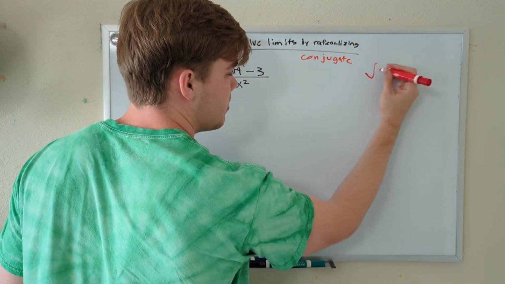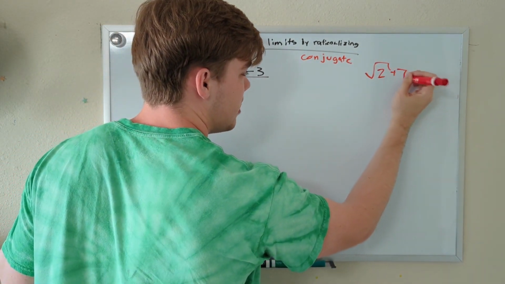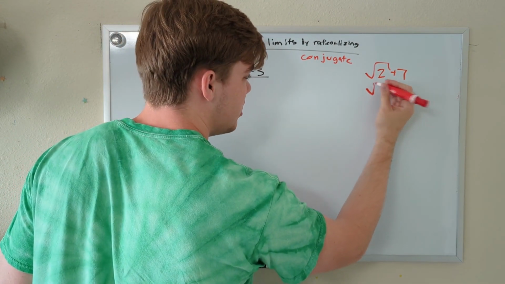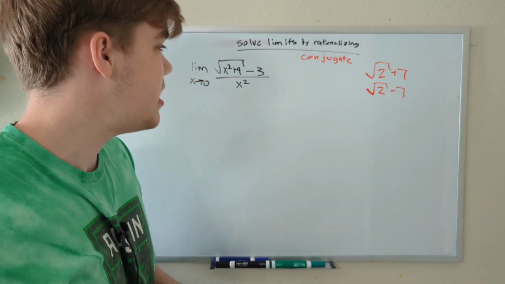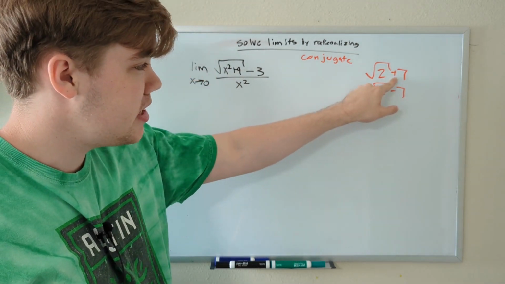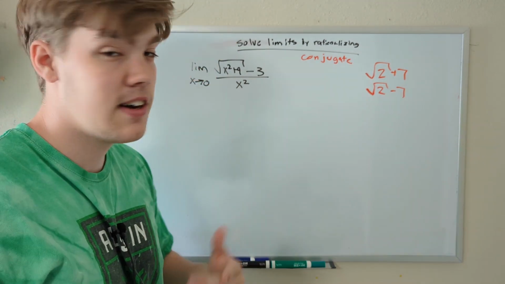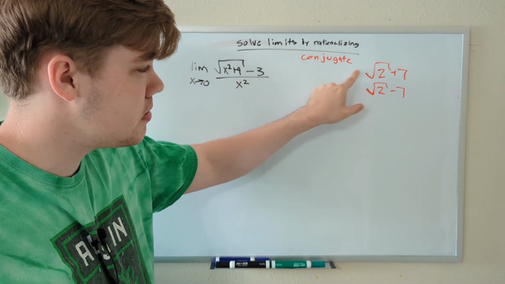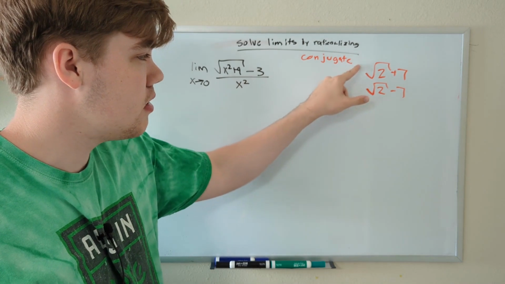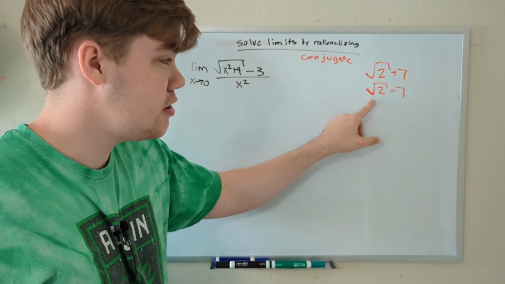Let's say we had the square root of 2 plus 7. The conjugate of this is the square root of 2 minus 7. All the conjugate is essentially this middle operation, this plus or minus. They're just flipped. They're interchanged, if you will. So the conjugate of square root of 2 minus 7 is square root of 2 plus 7, and the conjugate of square root of 2 plus 7 is the square root of 2 minus 7.